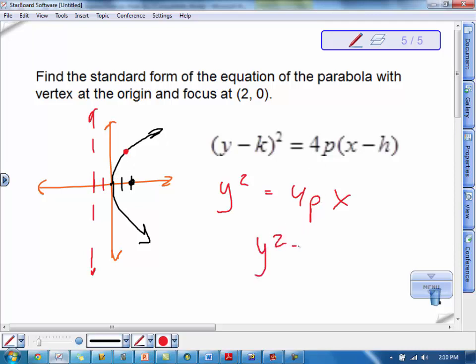So this equation becomes y squared equals 8x. And you can leave it like this, that's fine. I know this technically isn't a function because it doesn't pass the vertical line test, but it is an equation of a parabola that opens sideways, left to right.